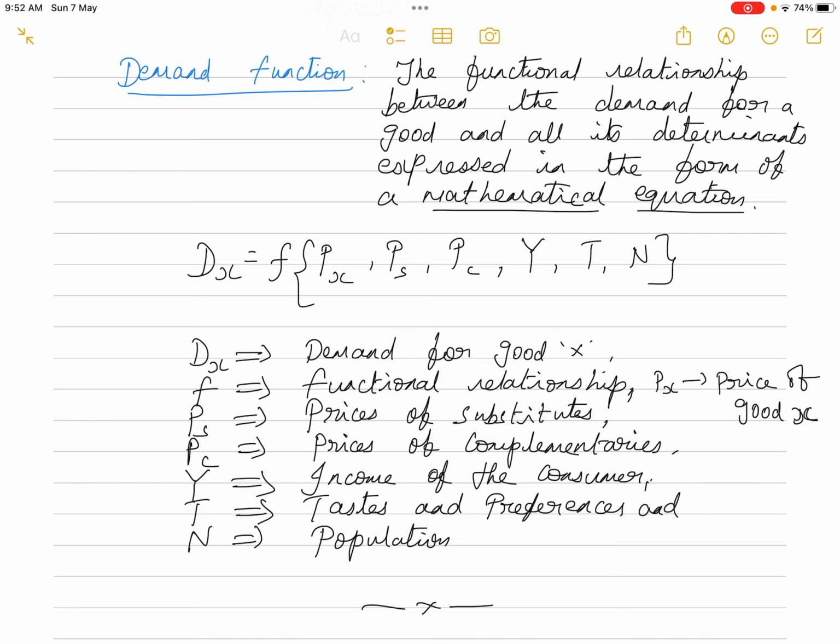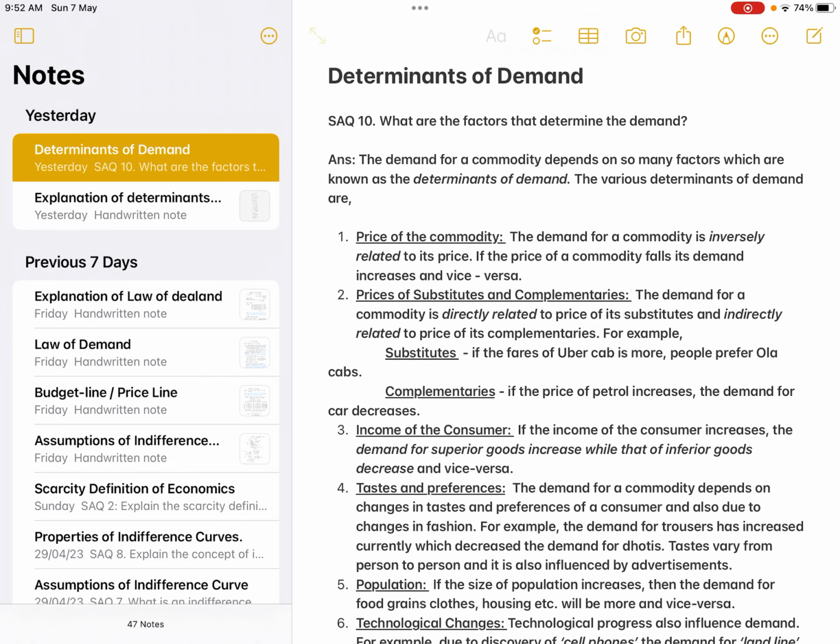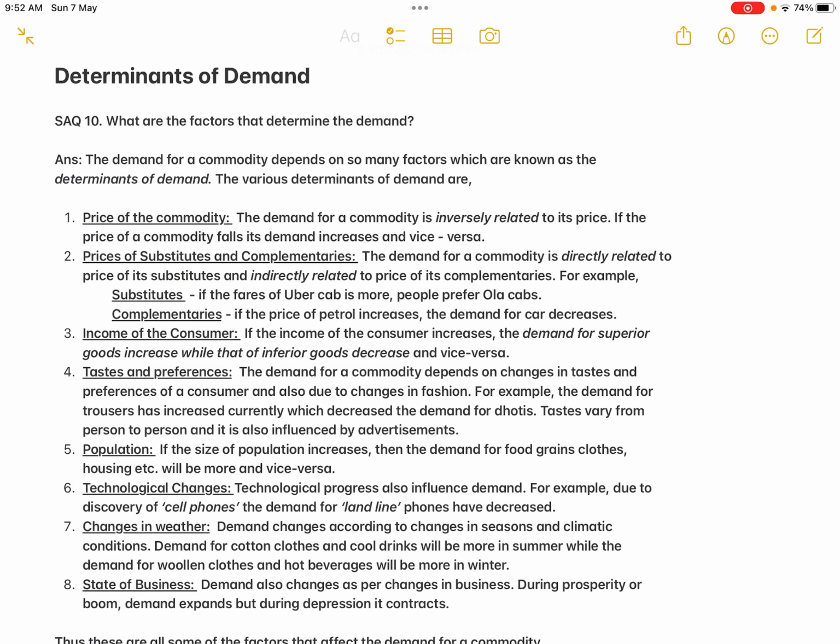Now we will move on to the answer. Okay, the question is SAQ 10. What are the factors that determine the demand? Answer: the demand for a commodity depends on so many factors which are known as the determinants of demand. The various determinants of demand are: first one, price of the commodity. The demand for a commodity is inversely related to its price. If the price of a commodity falls, its demand increases and vice versa.